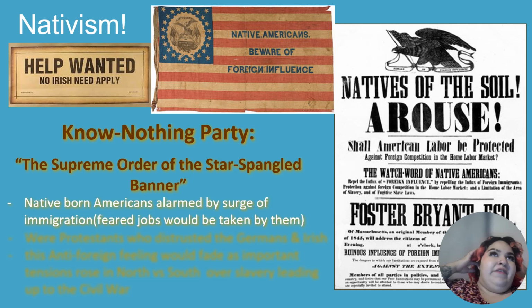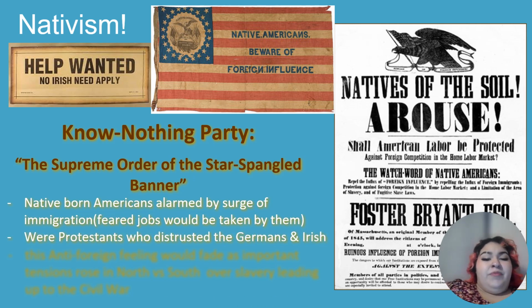And so these nativists, right, these American born people, they're going to have this really strong belief, to the point that they're going to create their own political party known as the Know Nothing Party, right? Officially known as the American Party, right? And they're going to believe themselves to be the supreme order of the Star Spangled Banner, right? Saying we are the true Americans, right? Because this is our country, we were born here.